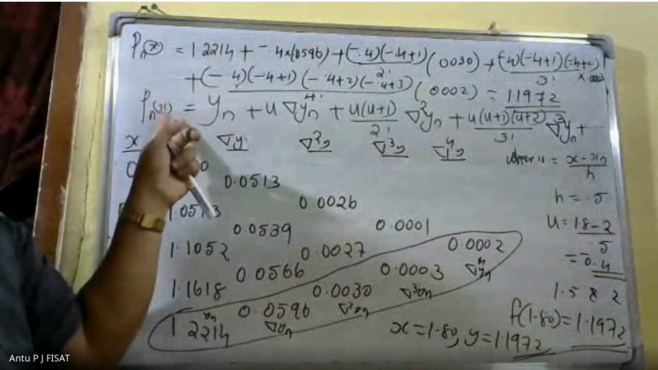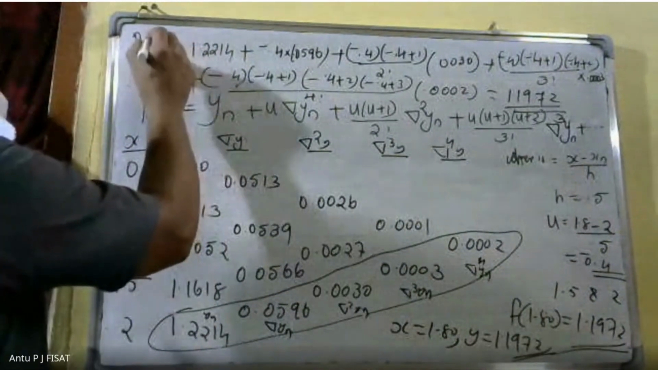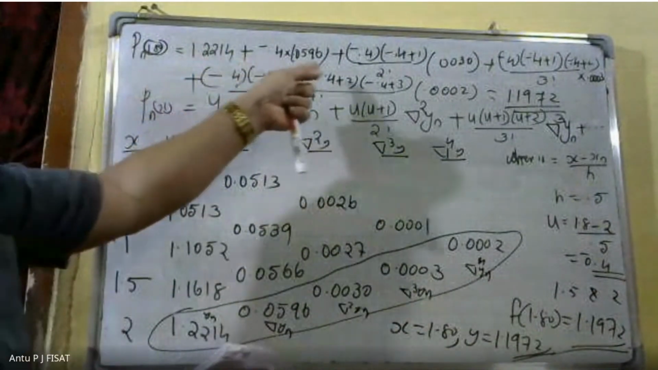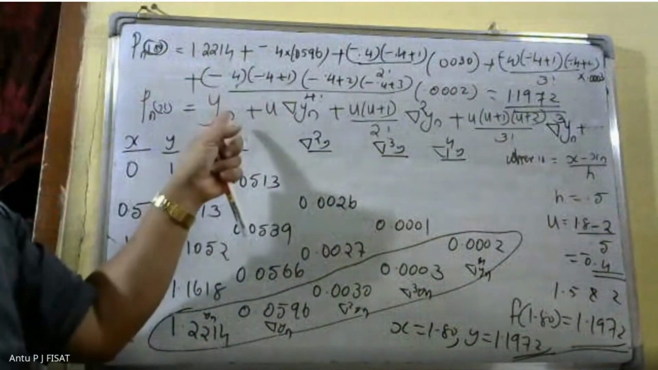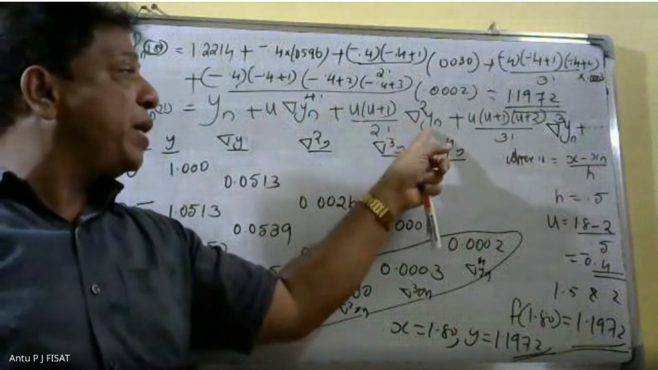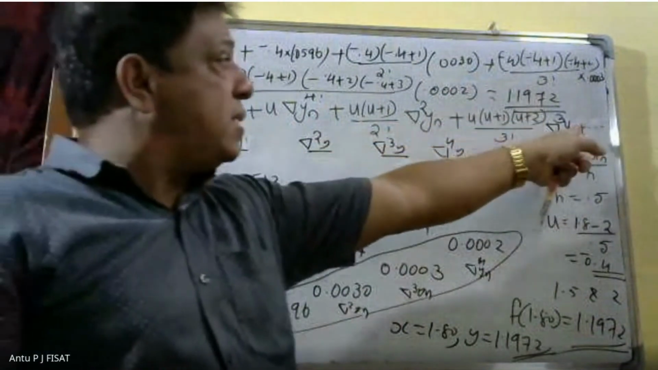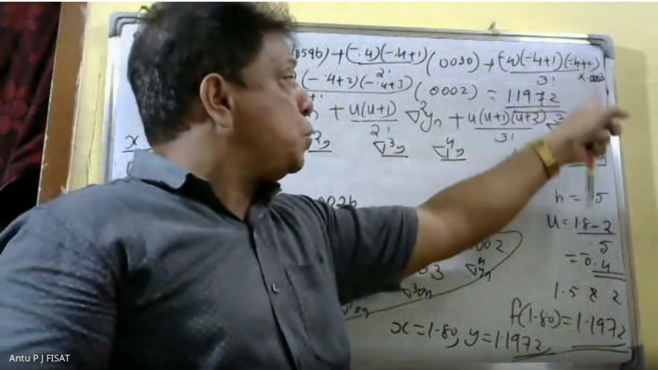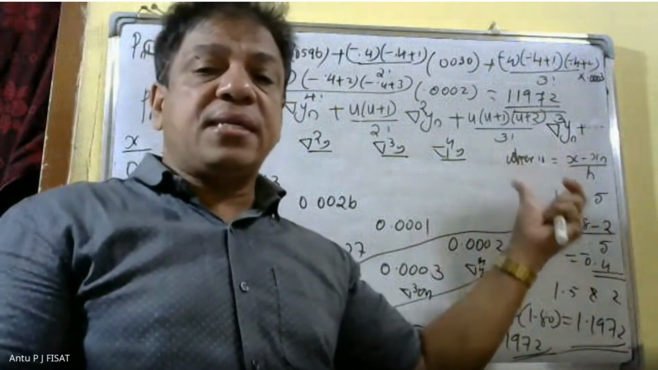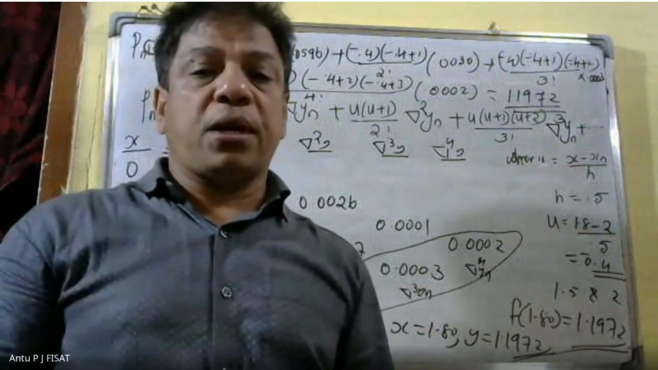The formula is Pn(x), that is Pn of 1.80, is equal to 1.2214. Substituting in this formula, the formula is yn plus u del yn plus u into u plus 1 by 2 factorial del square yn plus u into u plus 1, u plus 2 by 3 factorial del cubed yn. The next term will be u into u plus 1, u plus 2, u plus 3 by 4 factorial del raised to 4 yn plus etc. Then we get the answer. This is the procedure for the Newton backward interpolation formula.